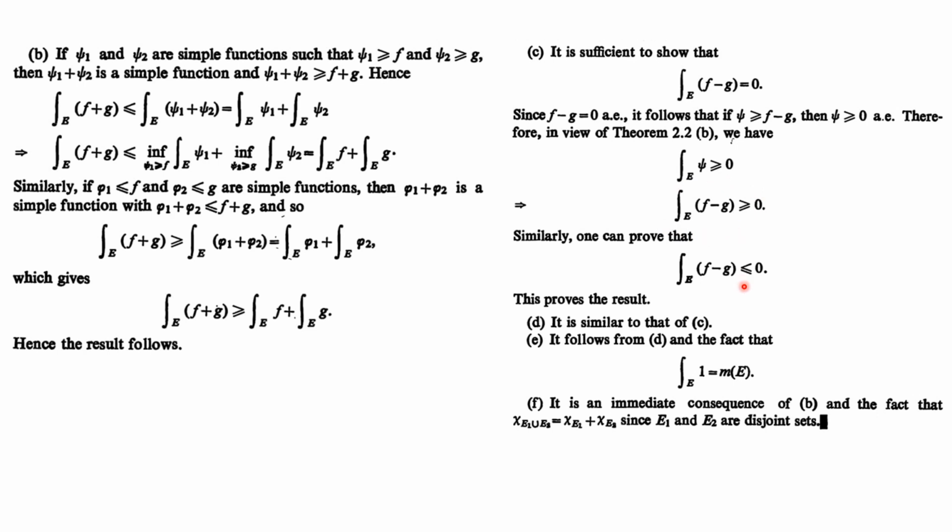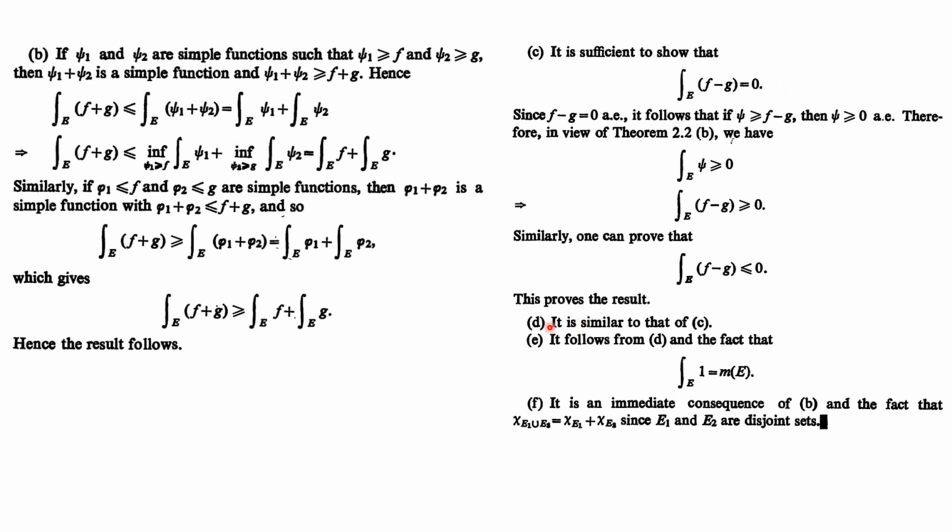Similarly, we can prove the reverse inequality by considering again a simple function phi which is less than or equal to f minus g. Okay, so this proves the result. When you combine these two inequalities, we get that this is nothing but 0. This is what we want to prove.